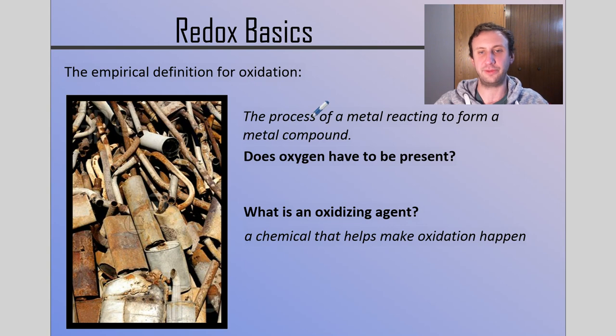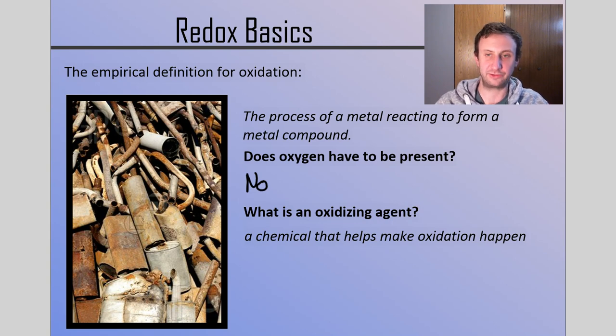So oxidation is the process of a metal reacting to form a metal compound. So it's essentially a pure metal then forming a compound. Does oxygen have to be present? No, it doesn't have to be oxygen that is involved in the metal compound in the end. It can be something else. So what is an oxidizing agent? An oxidizing agent is a chemical that helps make oxidation happen. So it is the agent for oxidation.